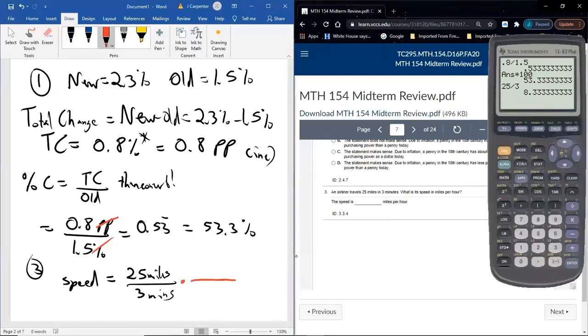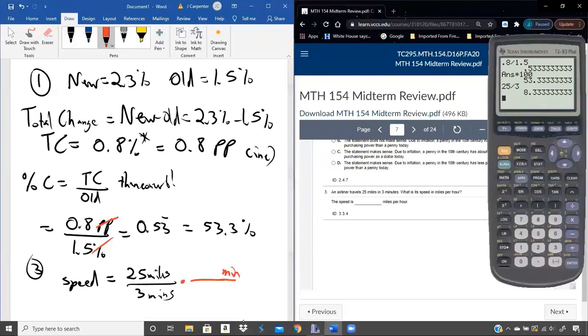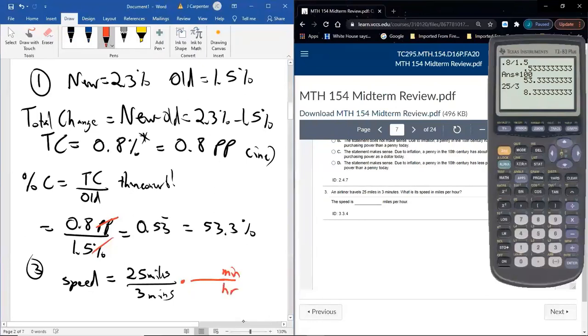So since the minutes here are originally in the bottom, they must go in the top of our multiplier. That way they'll cancel. And the thing we're trying to convert to is hours, and we do know, we should know, how many minutes there are to how many hours. In particular, 60 minutes is 1 hour. Again, I'm not gonna give you anything having to do with time, and there will definitely be time conversions on this test. So when you do that, your minutes will cancel.